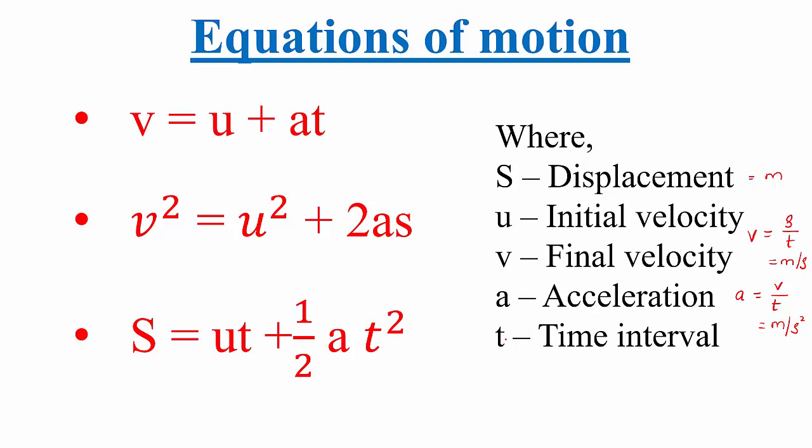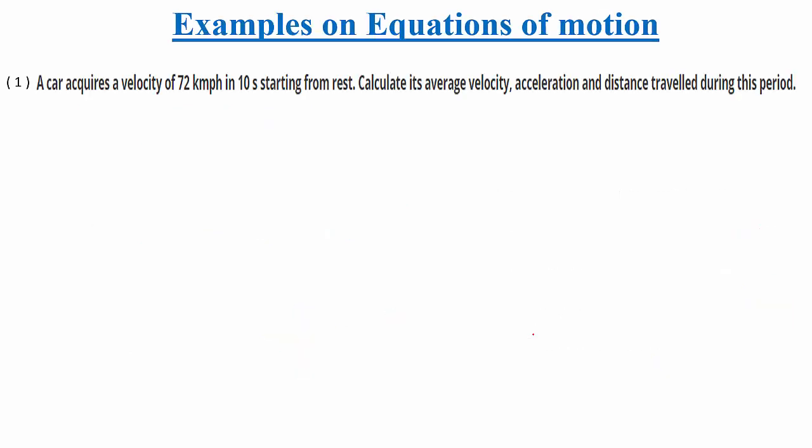And the last one, T indicates the time interval. Time is a scalar quantity because it has only magnitude but no direction, and time is measured in seconds. Second is the SI unit of time. These are the three important equations of motion. Using these equations, let us solve some numerical problems.